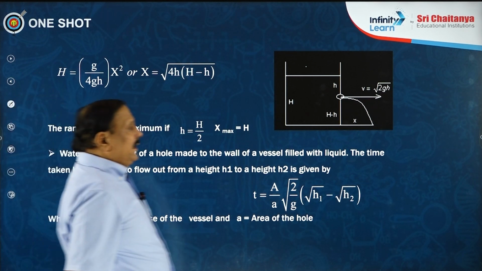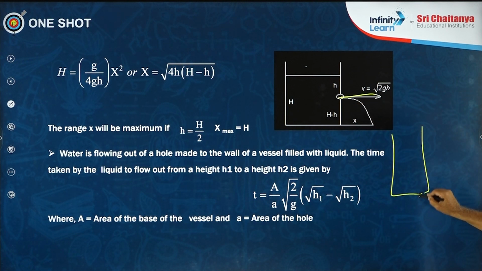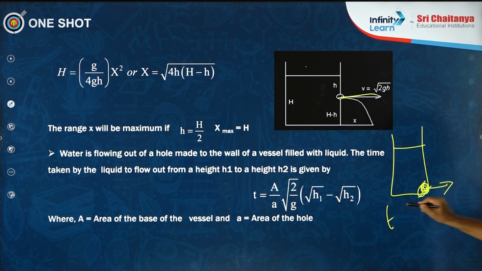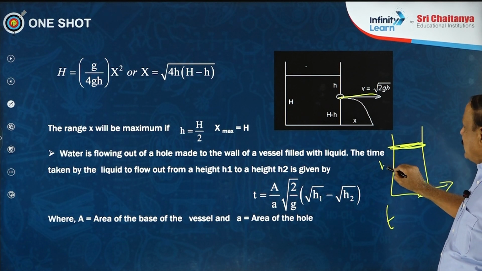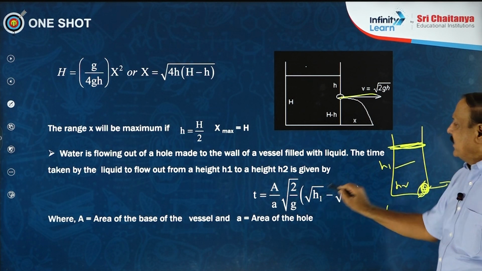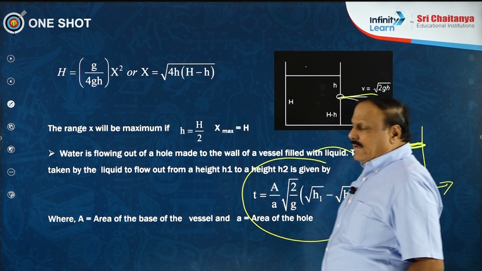Similarly, if there is a vessel with liquid and there is a hole at the bottom, liquid is coming out, then the time taken by the liquid so that its level falls from H1 to H2. This is the formula. Again I repeat, what is that formula? When can you use it?